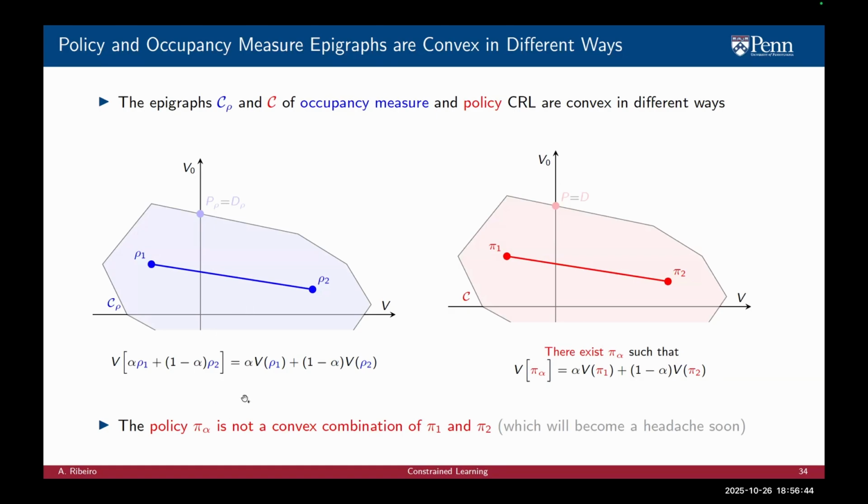In occupancy measured space, the problem is linear, which means that the value function associated with a linear combination of policies is the corresponding convex combination of the value functions. Here I take the convex combination of the policies, then the value function, and here I take the value function first, the convex combination later. In this case, this is not true because, as I showed you already, these value functions are not convex. What you know here is that there exists some policy that will trace the convex combination, but this policy is not the convex combination of policies.